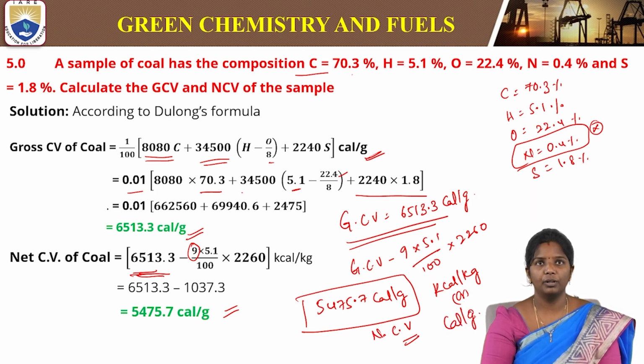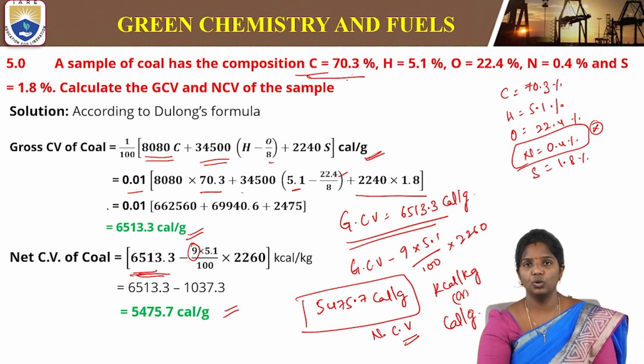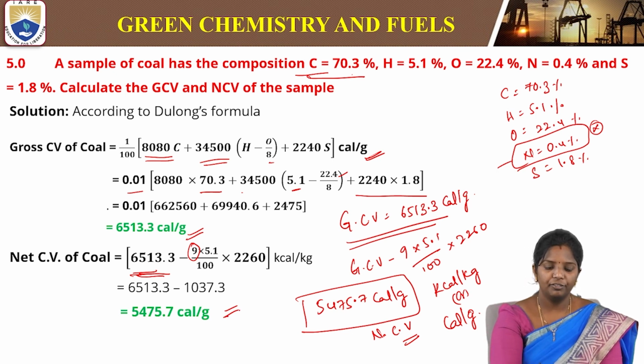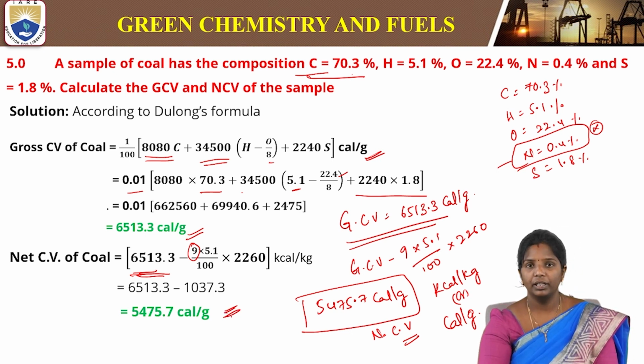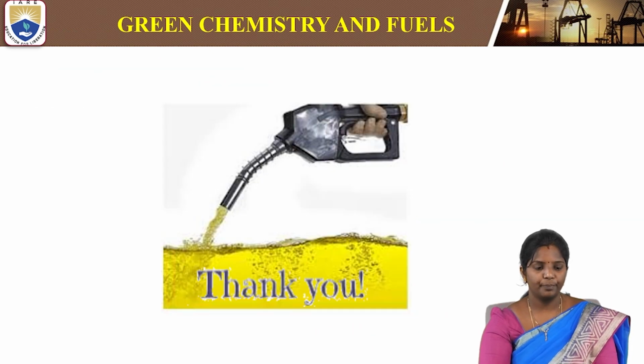So this is how we will be calculating the gross calorific value and net calorific value for the whole sample when the composition is given in the percentage. So even if the nitrogen is given, nitrogen is not contributing to any of these calorific values. So therefore, we will not be considering nitrogen or oxygen content. Air, if it is given also, we will not be considering in these calculations.